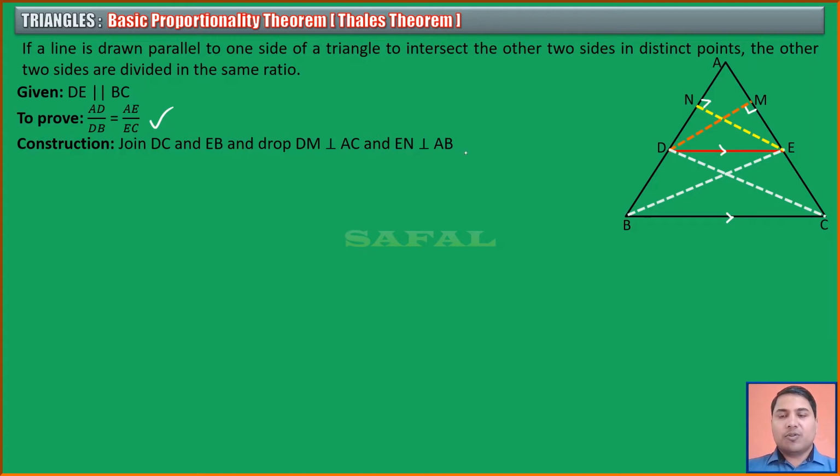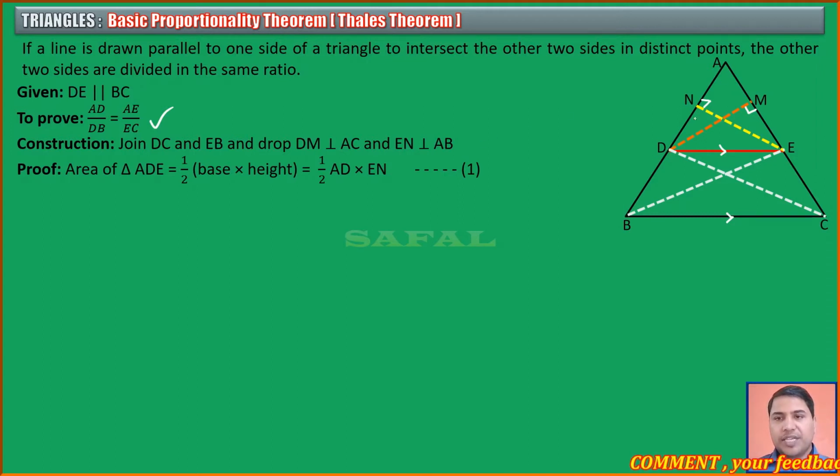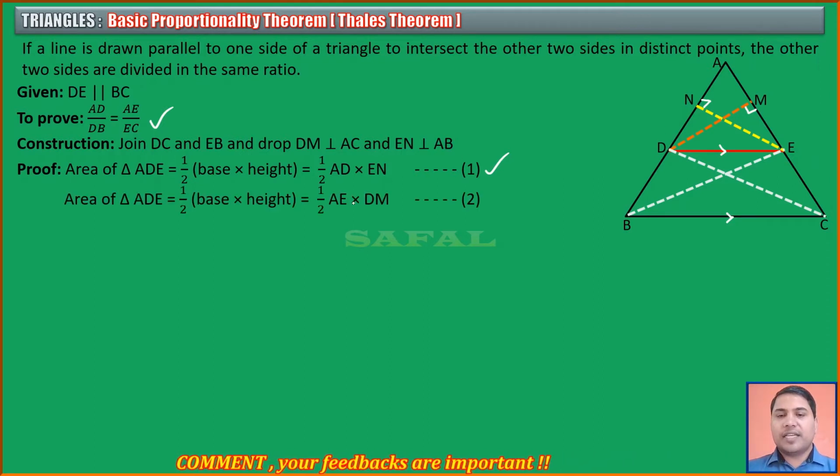So all of you know that the area of a triangle is 1 by 2 base into height. That we have already seen in the introduction part also. So that's what I am using. Area of triangle ADE, taking AD as base and EN as altitude, is 1 by 2 AD into EN. That's the first equation. The area of the same triangle ADE I can write using base as AE, and the corresponding height is DM. So the second equation: area of triangle ADE is 1 by 2 AE into DM. So that is equation 2.